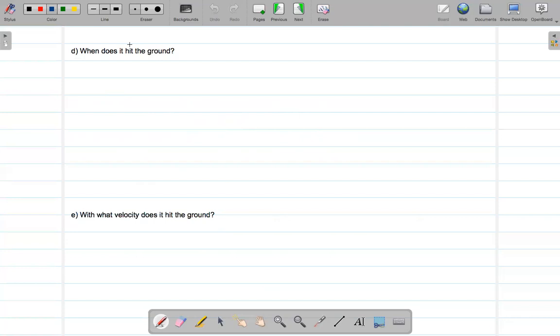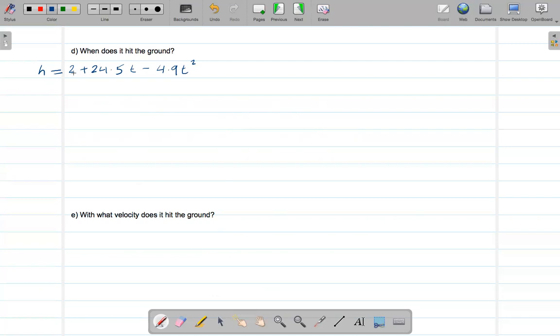So how do we find when it hits the ground? The way we find that is from the position function, h equals negative 4.9 t squared plus 24.5 t plus 2. So when does it hit the ground?